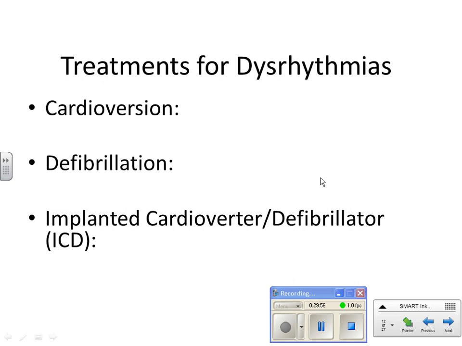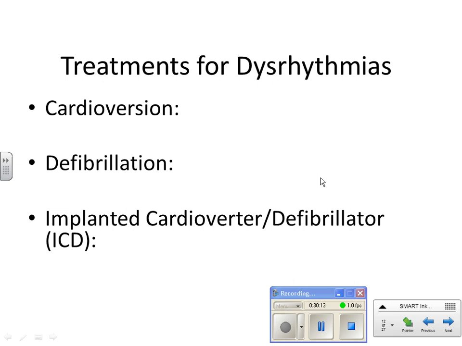Do I talk about ablation? Did I put that on here? No, I don't. Okay, ablation. Oh, no, that's later on under the EP studies. Okay. I knew I talked about it at some point.